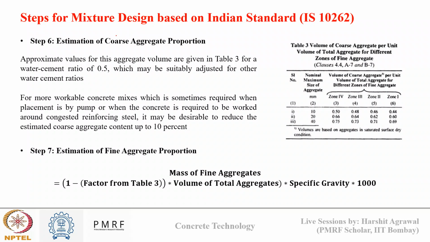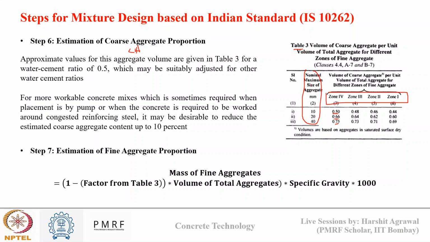After this, we have proportioning of aggregate. Like in aggregates, how much there is coarse aggregate and how much is fine aggregate. This is done using table 3. In table 3, you can see for different nominal maximum size of aggregate and different zone of fine aggregate, there are different values which are mentioned.